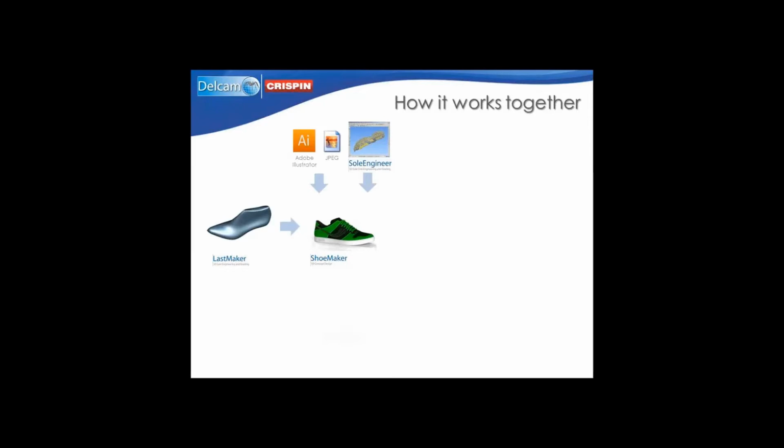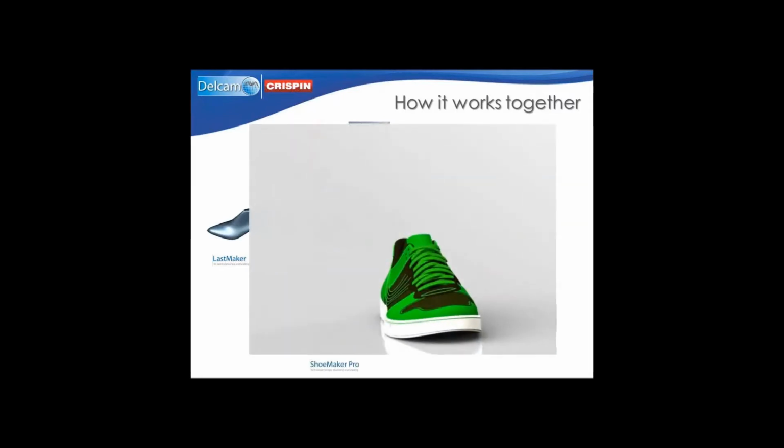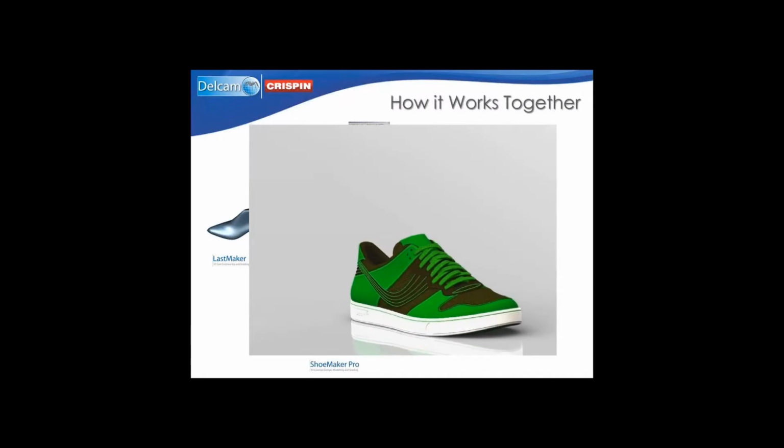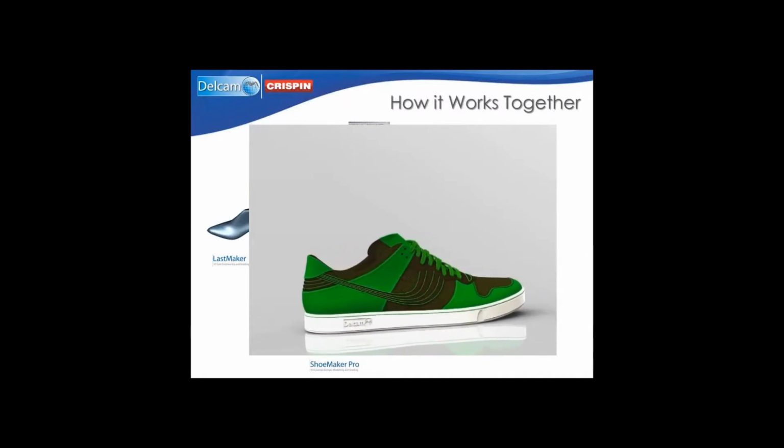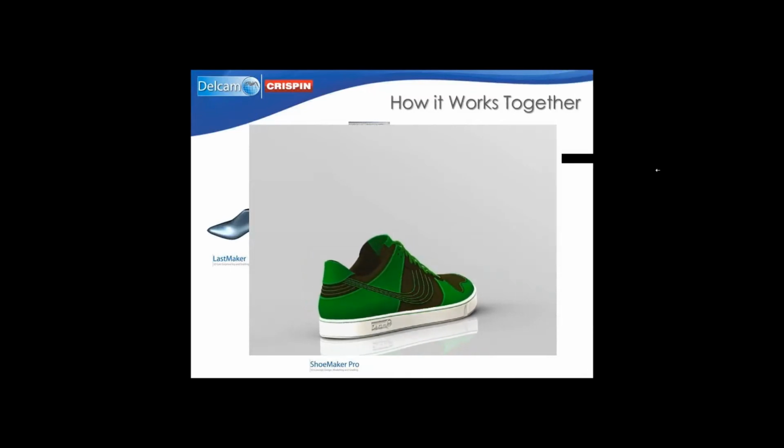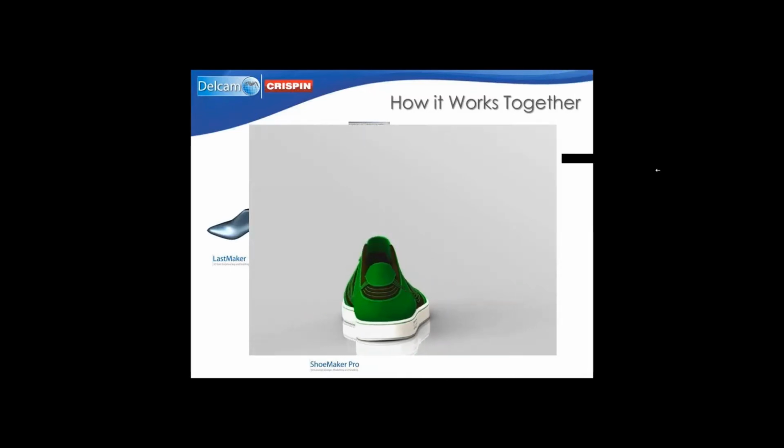Now once you've produced your style lines in ShoeMaker, you can easily add more detail by colouring the panels of your shoe with your own scanned-in textures. Advanced modelling tools within ShoeMaker Pro enable you to add even finer detail. This creates a photorealistic final sample which can significantly cut down on the time and cost associated with producing prototypes and physical samples.